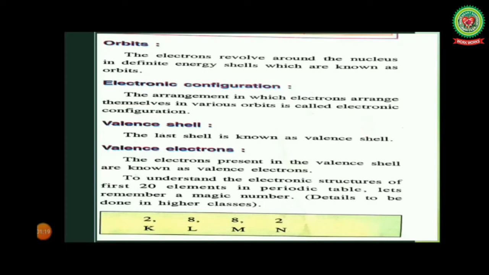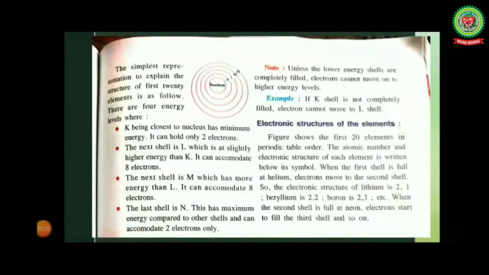To understand the electronic structures of the first 20 elements in the periodic table, let's remember a magic number, and that magic number is 2882. The simplest representation to explain the structure of the first 20 elements is as follows. There are 4 energy levels, where K, being closest to the nucleus, has minimum energy. K being closest has got least energy, so it can hold only 2 electrons at max.